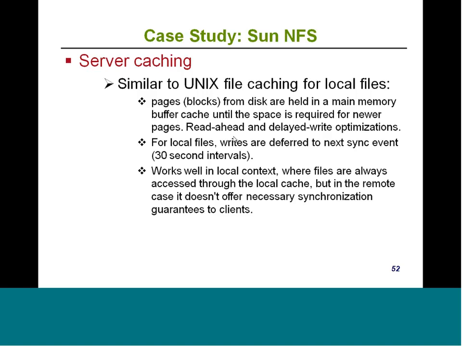So the client caches two types of data. One is the data block itself, and the other one is the attributes. Now let's look at the server caching. Basically, the server caching is very similar to the Unix file caching in the local file. So the various blocks from the disk are held in the main memory buffer cache until the space is required for newer pages.